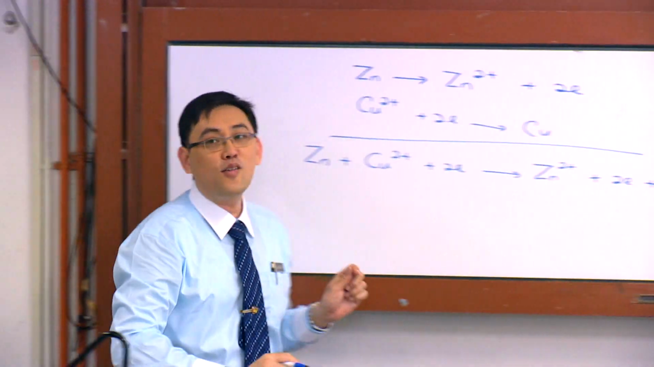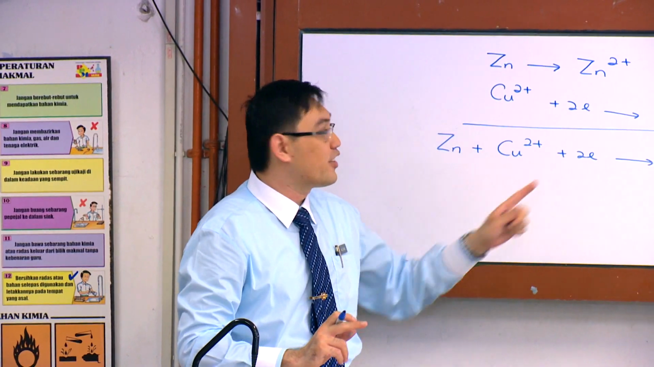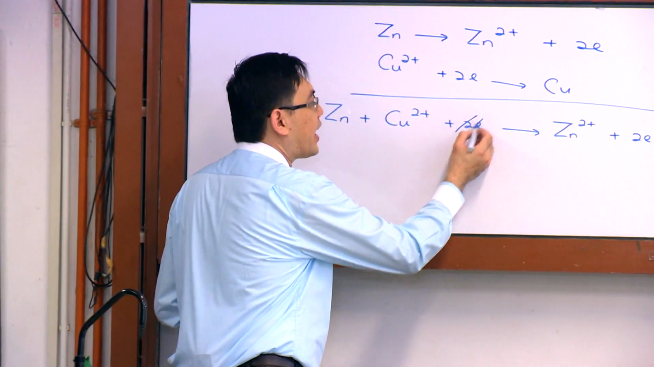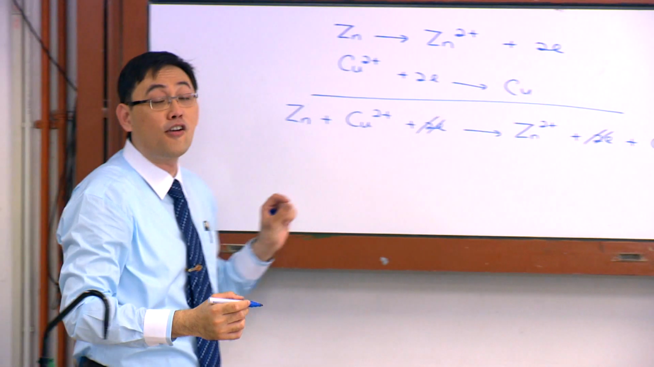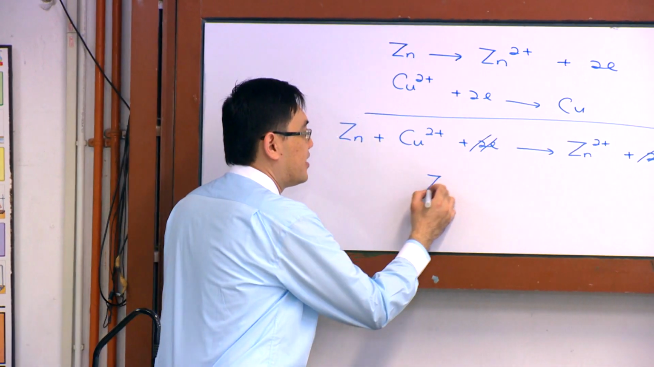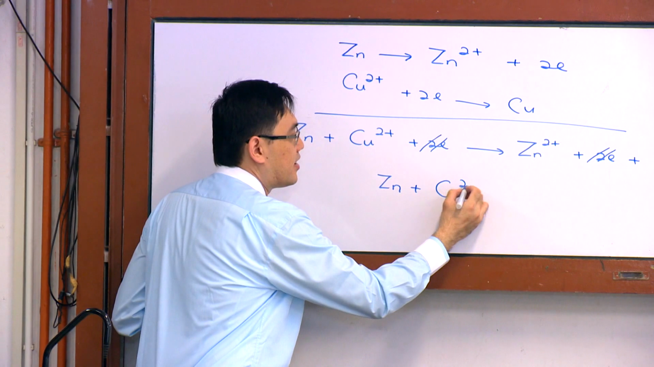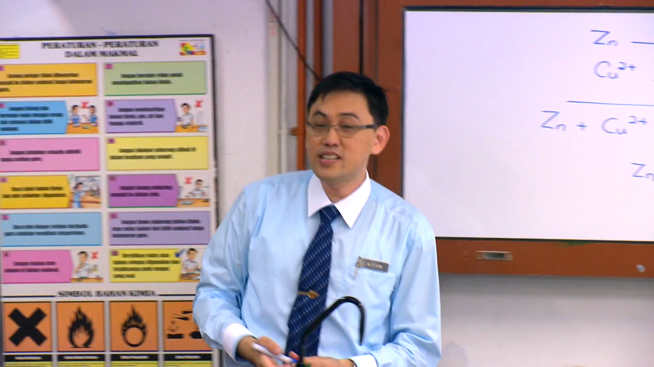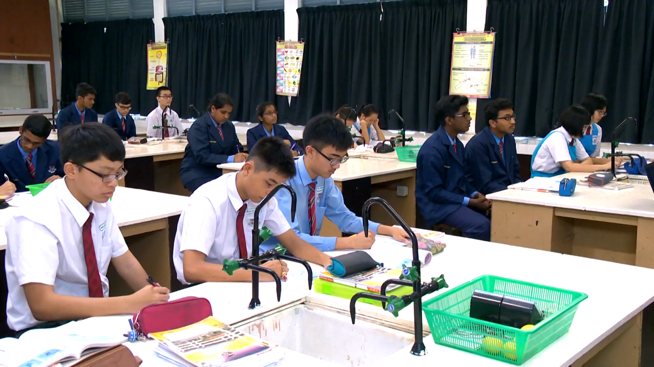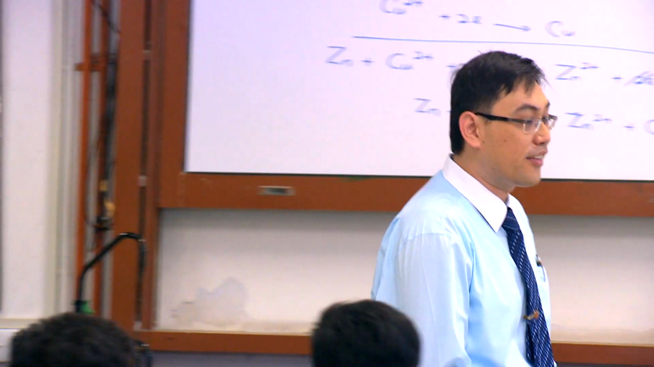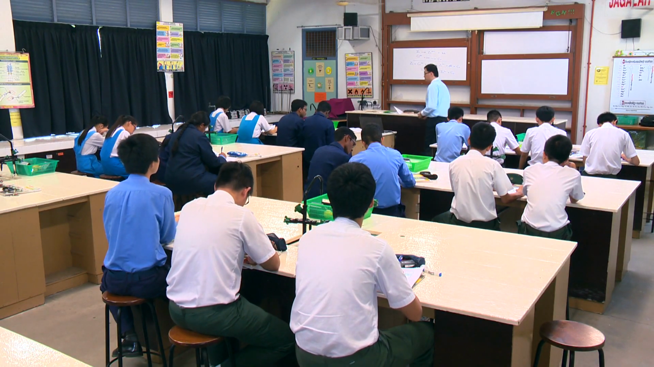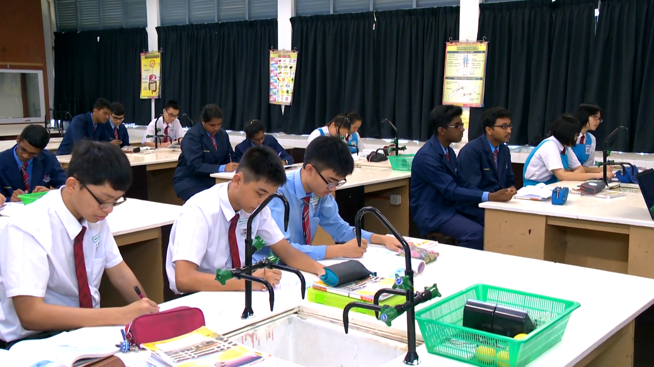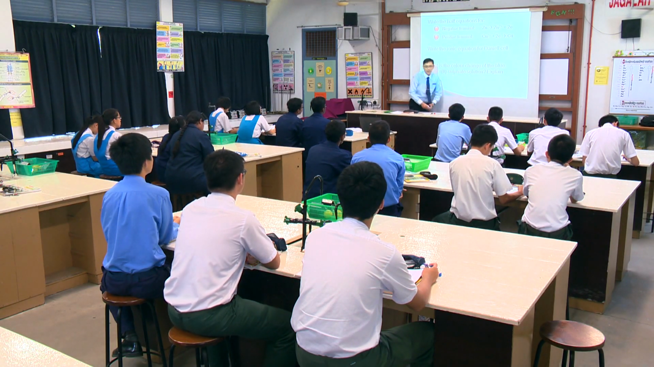So now let's focus on the equation. Is anything the same on the right-hand side and the left-hand side? The electron, correct? So this electron, actually we can cancel it off. So the real answer for the ionic equation is Zn plus Cu2 positive gives Zn2 positive plus Cu. This is what we call the ionic equation. Can you help me to write down the ionic equation? Okay, clear? Then we continue again.